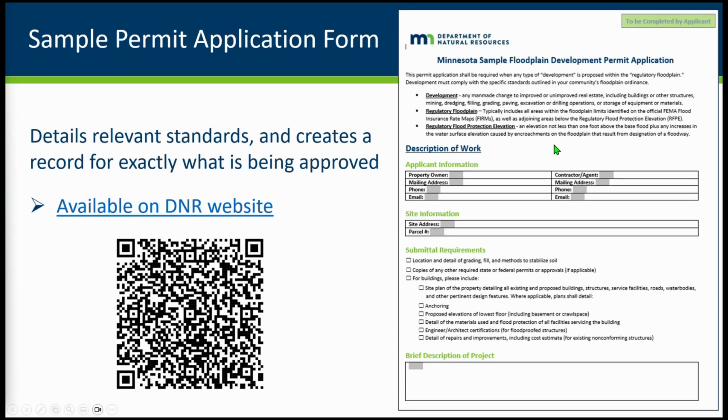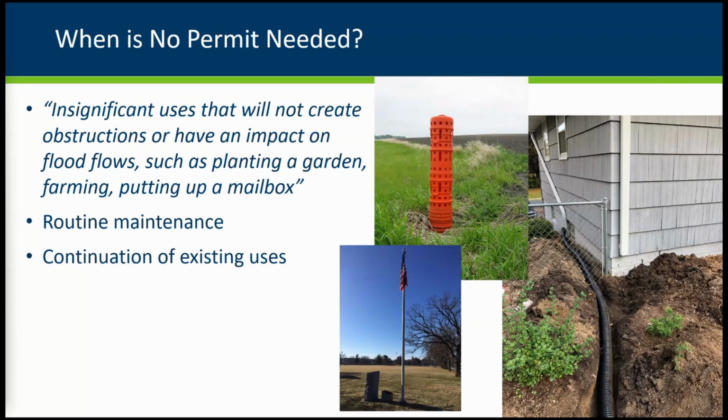And we'll spend a little bit more time looking at the application here later on today. So I know I just got done saying that a permit is required for all floodplain development, but FEMA recognizes that there are some projects or some development that are so minor that it's really not going to need a permit. So FEMA says that insignificant uses that will not create obstructions or have an impact on flood flows, such as planting a garden, farming, or putting up a mailbox, do not need a permit.